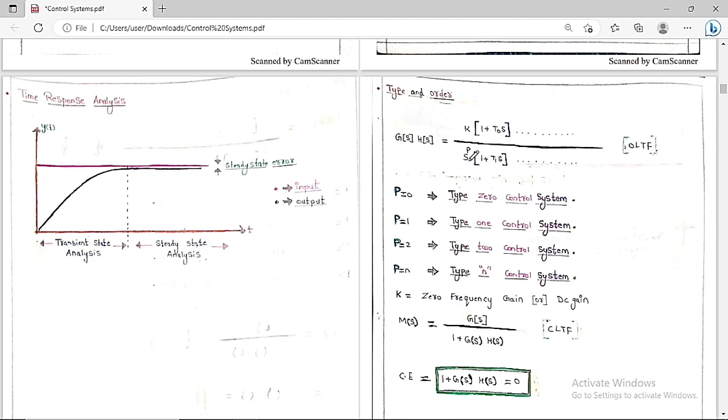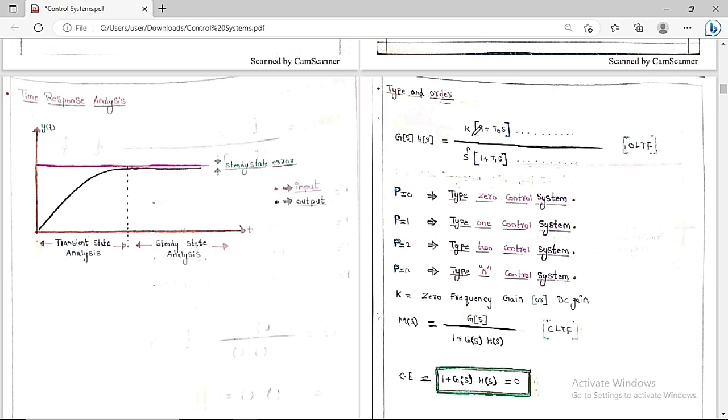If p is equal to 1, it is a type 1 control system. If p is equal to 2, it is a type 2 control system. If p is equal to n, it is a type n control system. K is called the zero frequency gain, and is also called the DC gain.